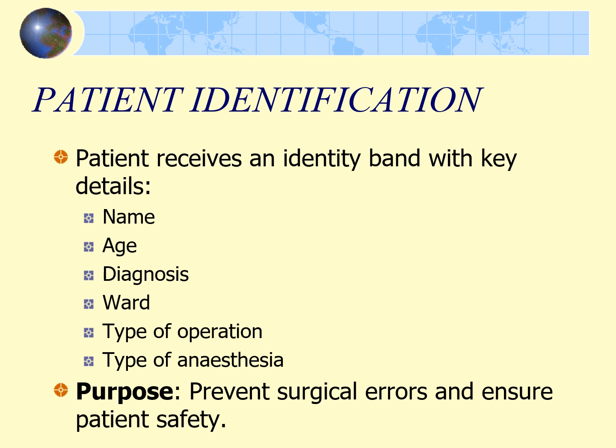Patient identification is a crucial step in preventing surgical errors. Upon admission, each patient is provided with an identity band that contains essential information, including the patient's name, age, diagnosis, ward, type of operation, and the type of anesthesia. This identification band helps ensure accurate patient identification throughout the surgical process, reducing the risk of errors and enhancing patient safety.